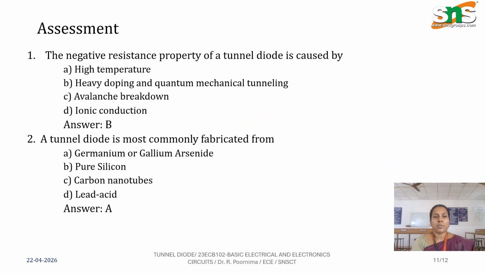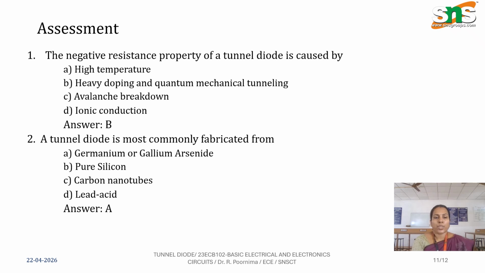Let's take the assessment questions. The negative resistance property of tunnel diode is caused by: high temperature, heavy doping and quantum mechanical tunneling, avalanche breakdown, or ionic conduction. So the answer is B, heavy doping and quantum mechanical tunneling, which is the property of a tunnel diode.